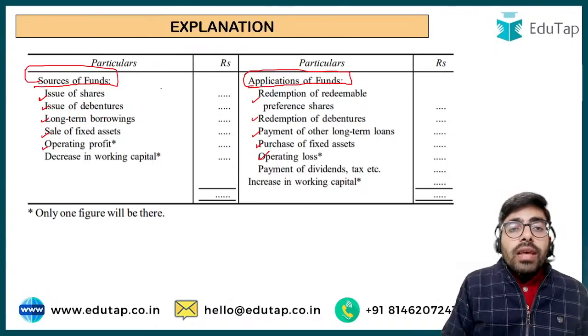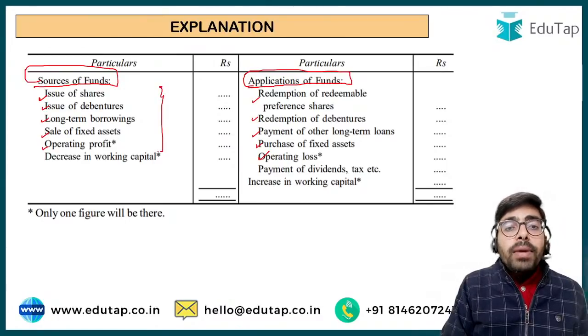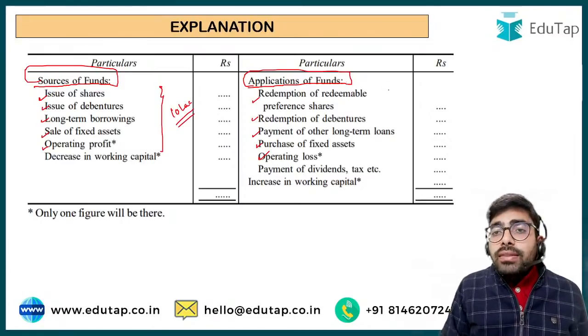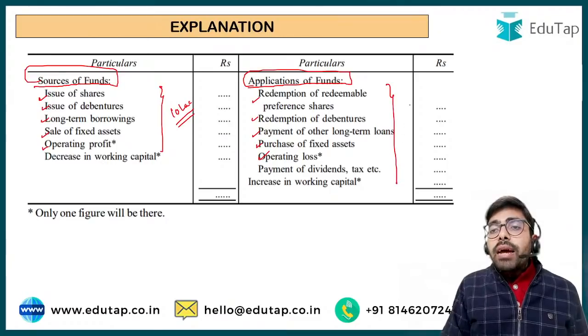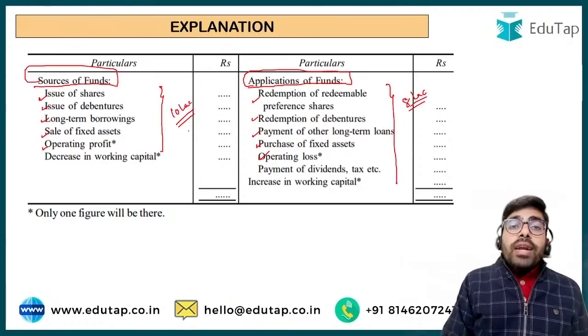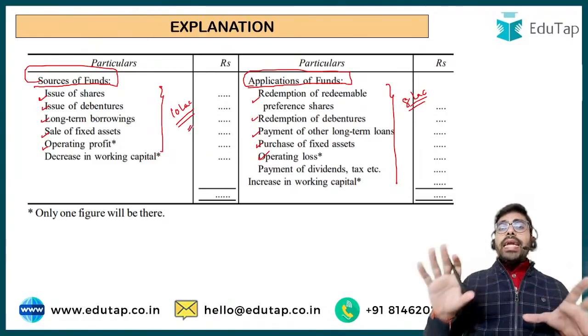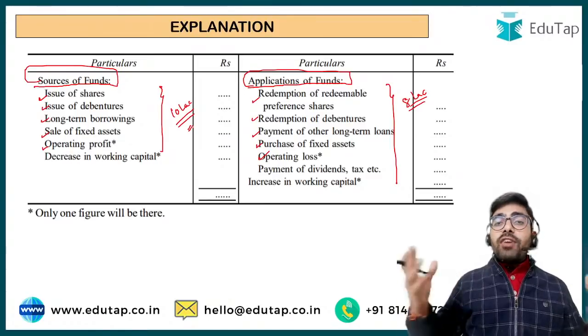So let's suppose here if we total all these things, it comes out to 10 lakh. And if we talk about application of funds, it comes out to 8 lakh. So now we had a 10 lakh inflow. 10 lakh is the amount of funds that we got, and 8 lakh is the application of funds that we have made during the year.